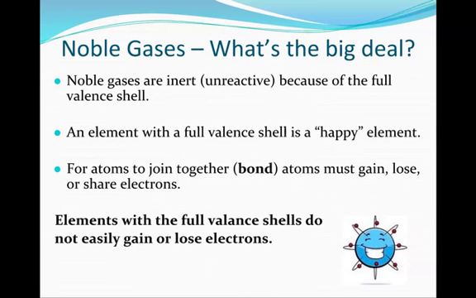We call it an octet. You can think of it as almost like a happy element. They don't need to react. We're going to find out when we do bonding that they don't need to gain or lose electrons or share electrons. So they tend to be unreactive. Elements with full valence shells, or a complete octet of 8 valence electrons, are not going to easily react with other things.